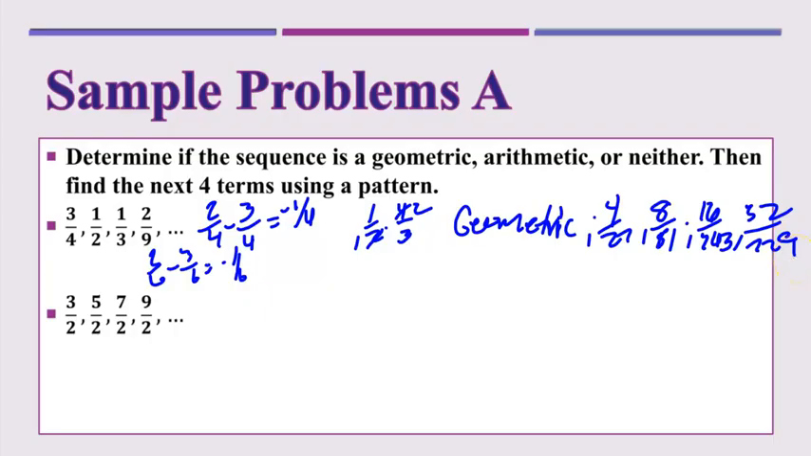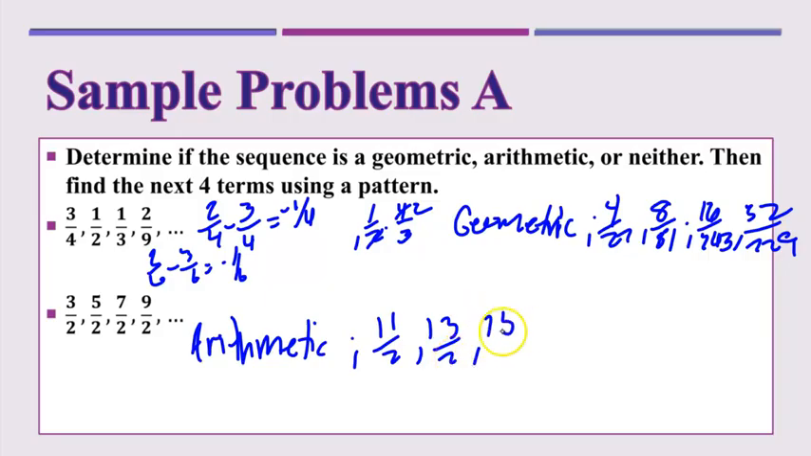Next, I have 3/2, 5/2, 7/2, and 9/2. I'm adding 2/2 each time, so that would be arithmetic. That means the next terms would be 11/2, 13/2, 15/2, and 17/2.